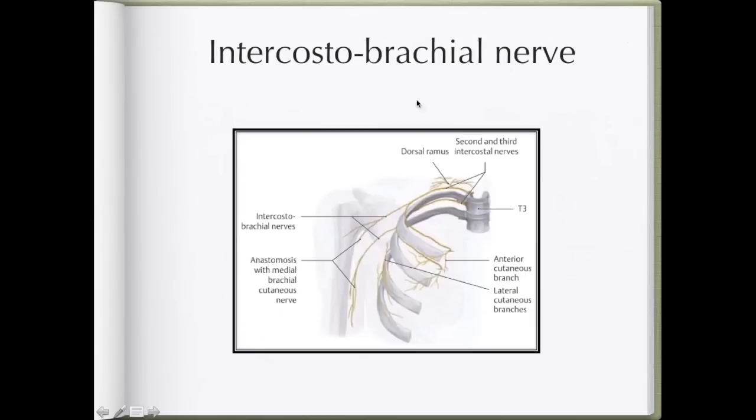Now, the intercosto-brachial nerve is the undivided lateral cutaneous nerve of the second intercostal space. From the second intercostal space, the lateral cutaneous nerve which comes out does not divide. Instead of dividing, it goes into the brachial region and communicates with one cutaneous nerve of the brachial region. We'll see that in a little more detail.